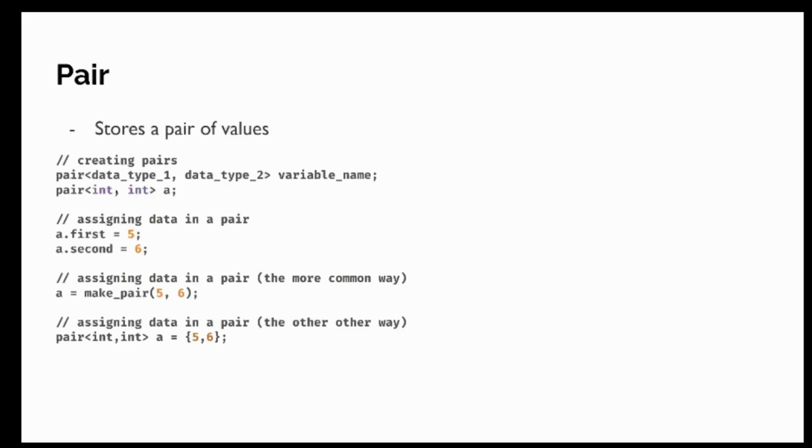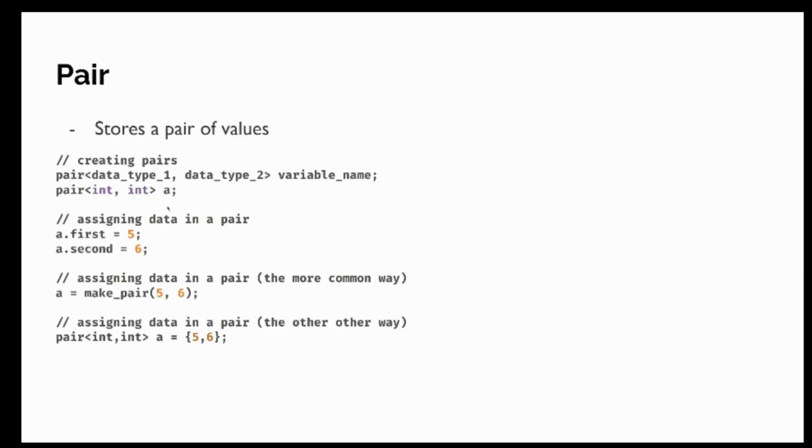Let's say you have pair integer, integer. That's how you initialize it. A. So that's a pair. A is a pair. And what does this mean? It means that the first value of the pair is an integer. The second value of the pair is also an integer.